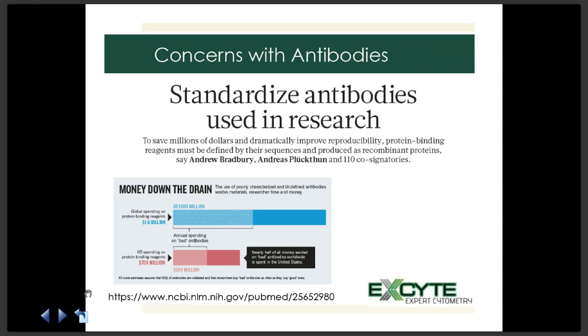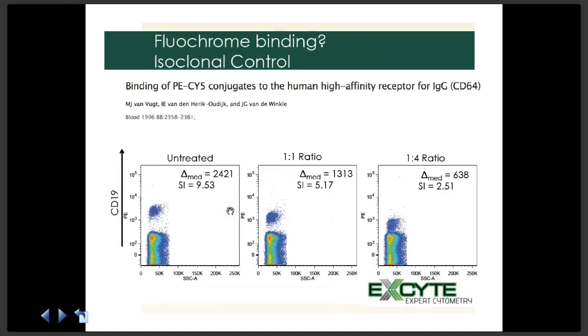Are the reagents antibodies? This paper from Bradbury and Plückthun and 110 colleagues who signed it illustrated in this figure very succinctly that about $1.6 billion worldwide is spent on antibodies, about $700 million in the US, and almost half of that is spent on reagents that don't work. They don't bind to the right target, they're mislabeled, etc. So we need to ensure that our antibodies work.